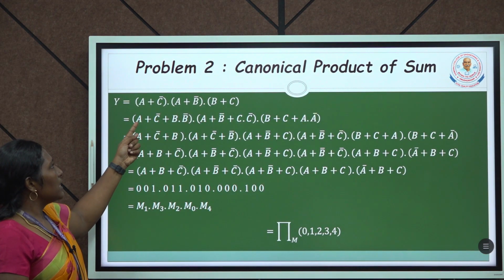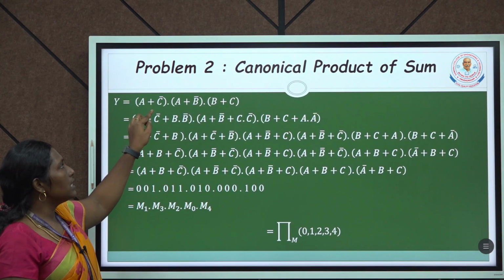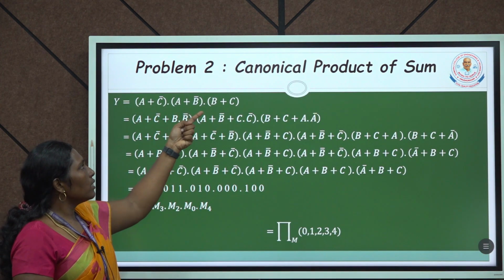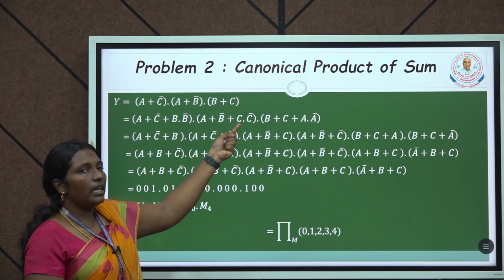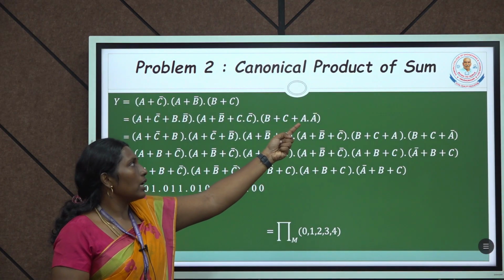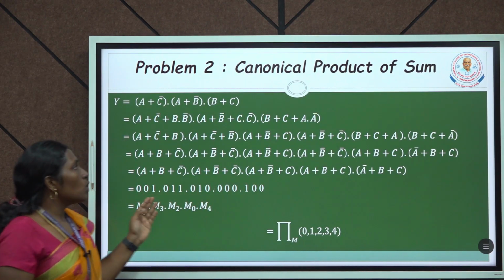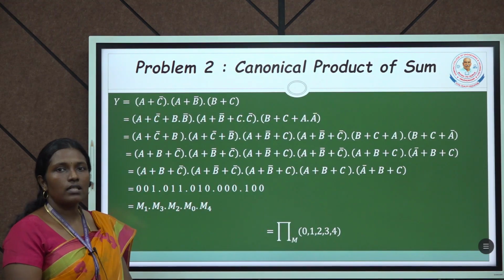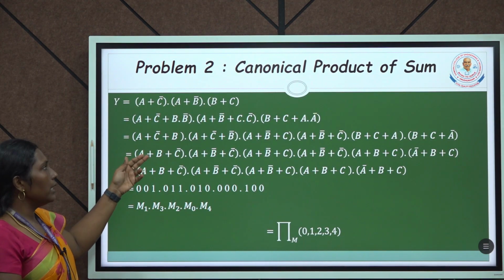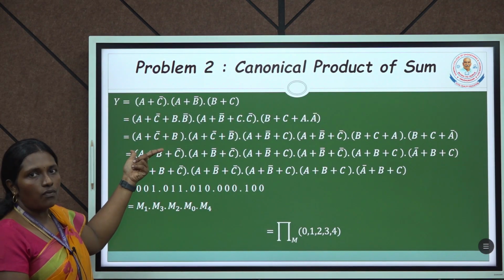So, A plus C bar plus the missing literal B is written as B dot B bar. Here the missing literal C is written as C dot C bar. Here the missing literal A is written as A dot A bar. The third step is to expand the expression. After expanding it, we get the answer as follows.